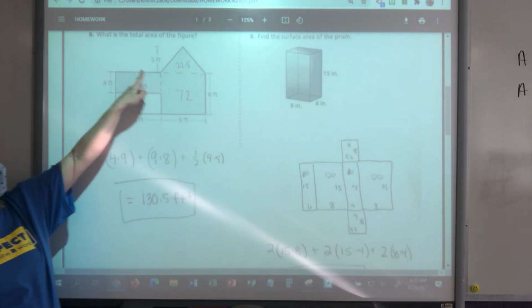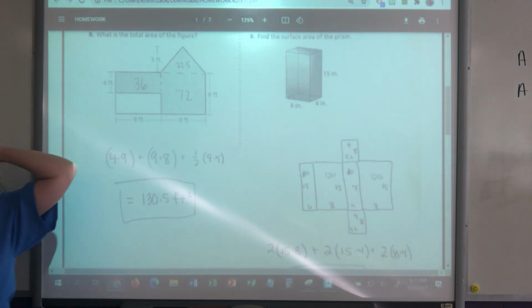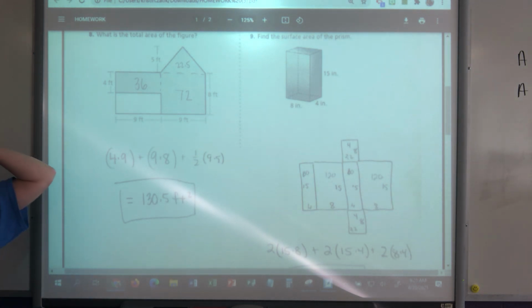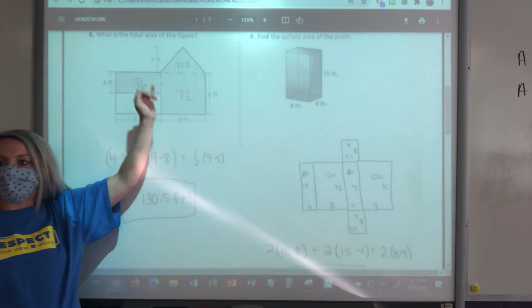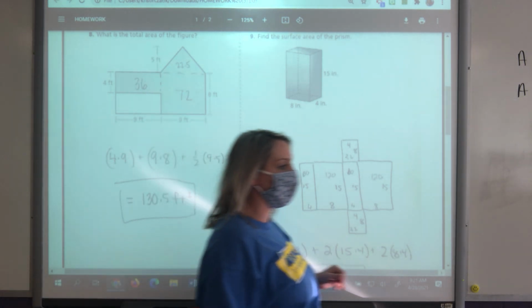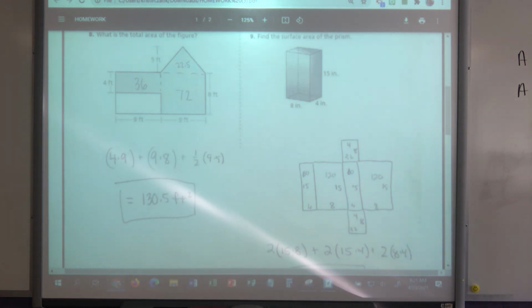I found them individually and put them in their shapes. I like to do that. I like that visual of, okay, the area of this one's 36, the area of this one's 72, the area of this is 22.5, and then I add them together.